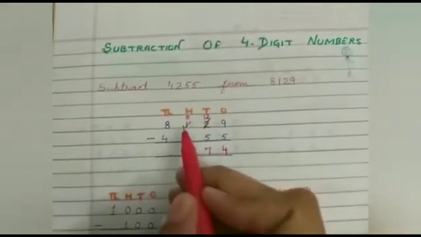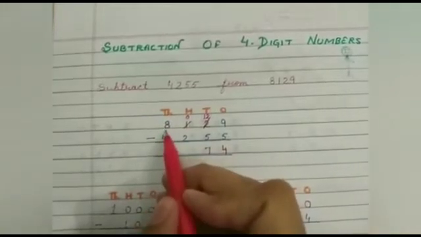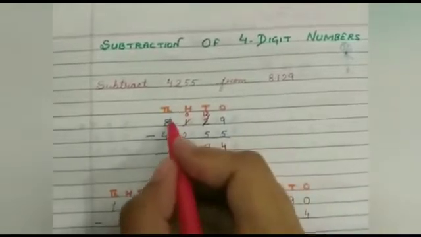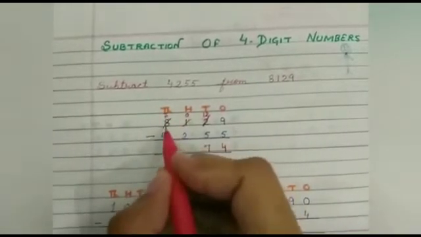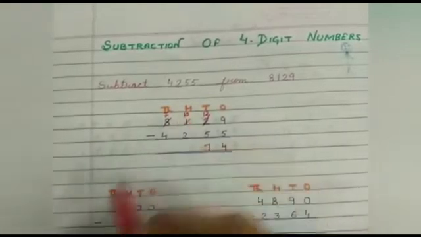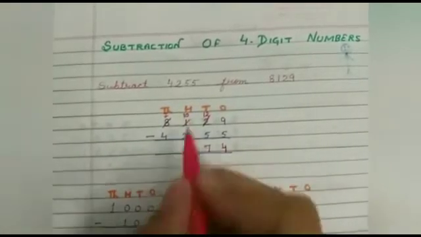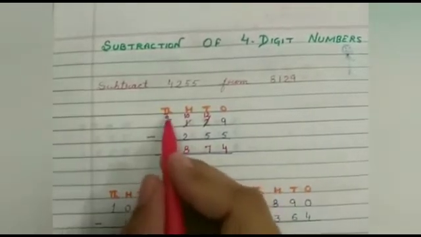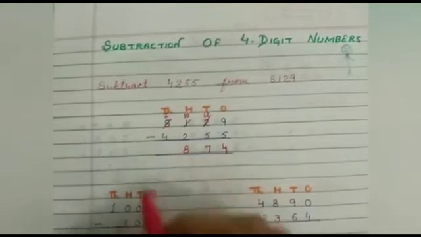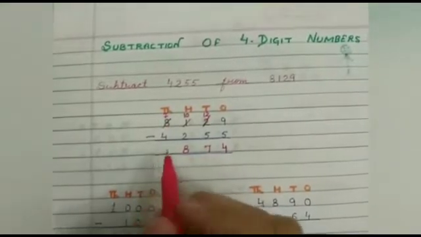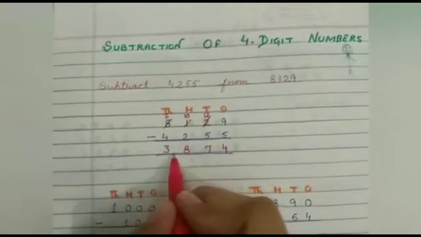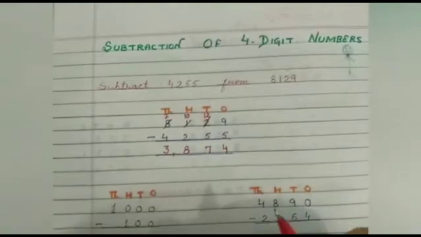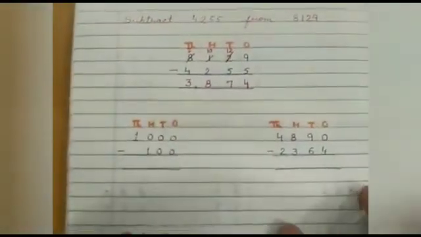Now here we have 0, so we cannot subtract 2 from 0. So what we will do, we will borrow from the thousands place. If you borrow from the thousands place, it will change into 7, and then it will give 10. 10 minus 2 is 8. Now let's see the thousands place, 7 minus 4. 7 minus 4 is 3. So our answer is 3874.